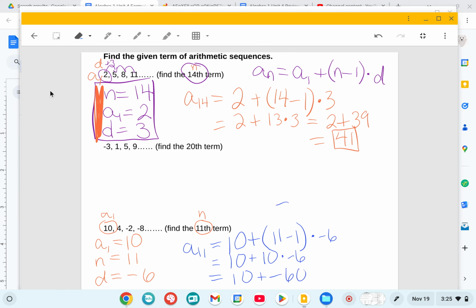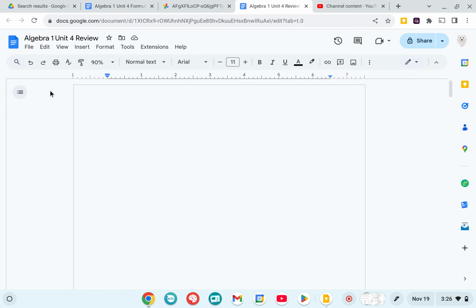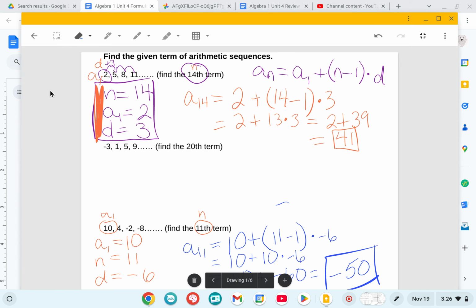Negative 60. 10 plus negative 60 is negative 50, and that is the 11th term of that sequence. So you just need to make sure you have your formula in front of you. Again, this is coming from the formula chart, which I gave you, and you have a copy of, and you're going to be using that formula there. All right, let's keep moving.